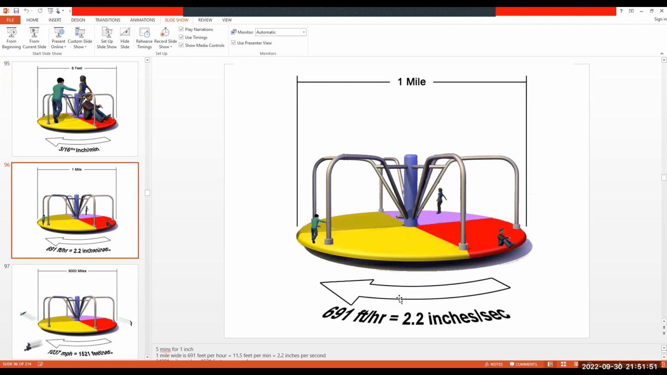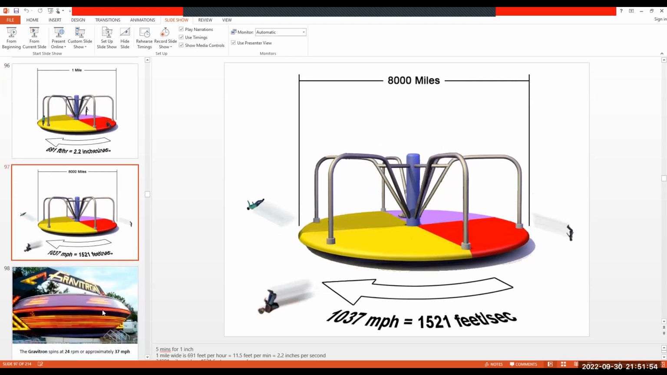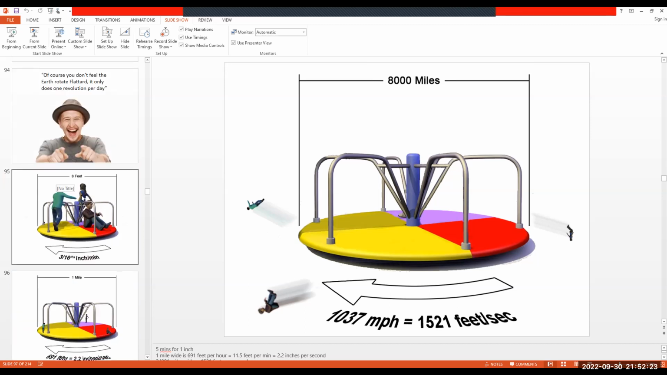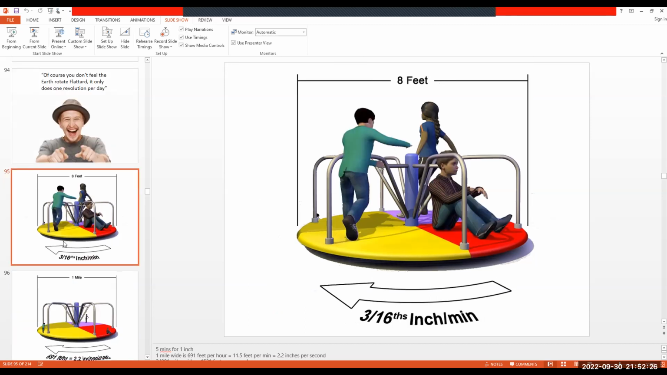You'll start to notice it. At 8,000 miles, you're still going once round in 24 hours. But now the speed at the edge is 1,037 miles an hour. Of course you'd feel that. Okay, you're saying you wouldn't feel it in 6 hours. I'm saying you're going to feel it in 24 hours. You're just missing it because you don't want to accept it. No, that's not how it works. It is how it works. I'm showing it to you right there. Nice try, but that's not how it works. I'm showing it to you right here.